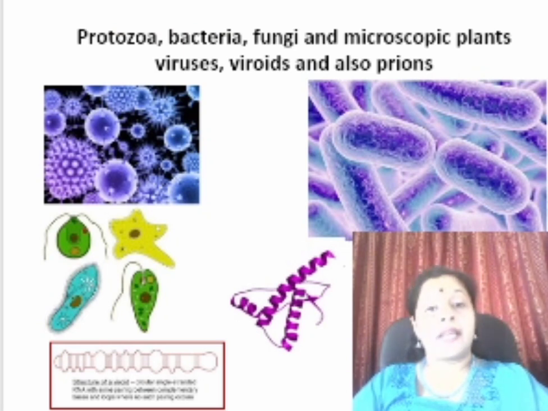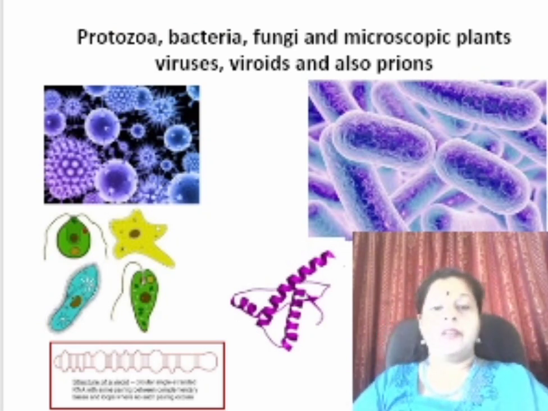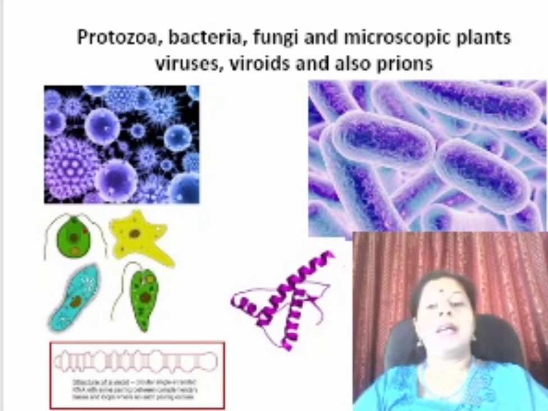What are the organisms coming under the category of microbes? We know protozoans, bacteria, fungi, microscopic plants, viruses, viroids, and also prions. Of these, protozoans are unicellular eukaryotic organisms like amoeba, paramecium, etc. Whereas bacteria are very familiar to us. We have learned this as an example of prokaryotic organisms. Among fungi, certain fungi are very small, like their hyphae, and also some microscopic plants. Viruses we are also familiar with. But what are these viroids and prions?